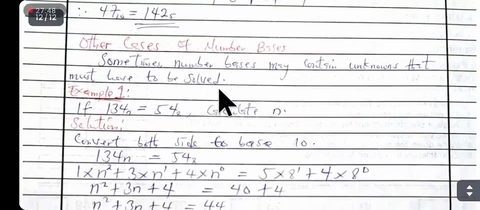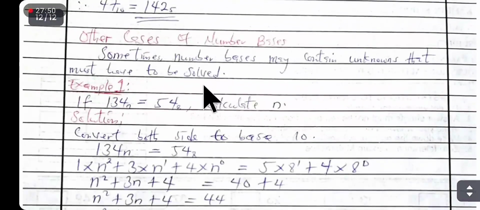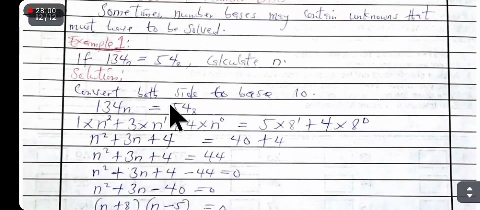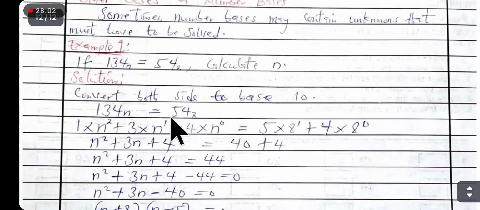All right, so we have other cases of number base. Sometimes number base may contain unknowns that must be solved. Look at it here. For example 1: if 134 in base n is equal to 52 in base 8, calculate n. All right, how do we calculate n?